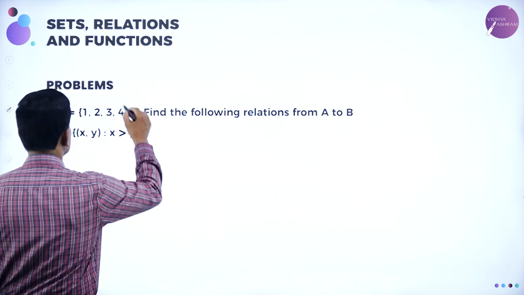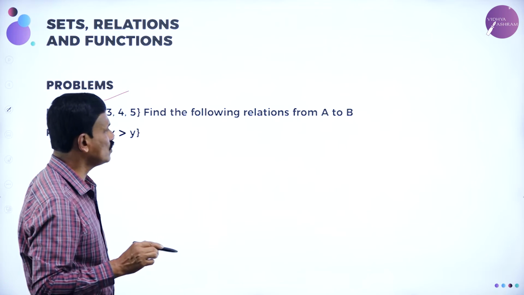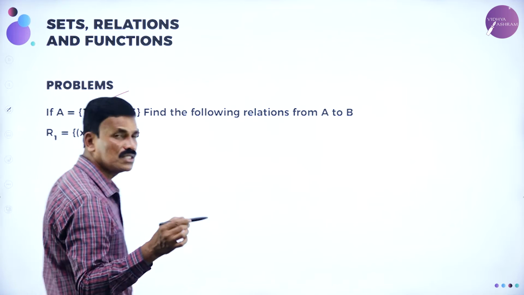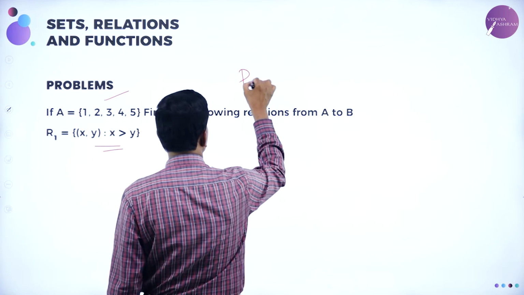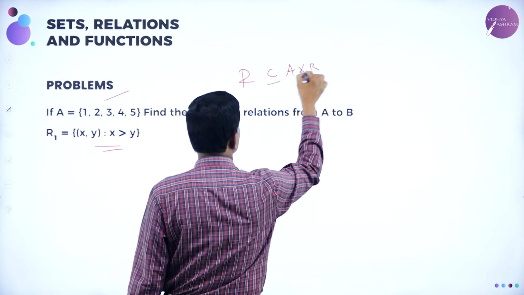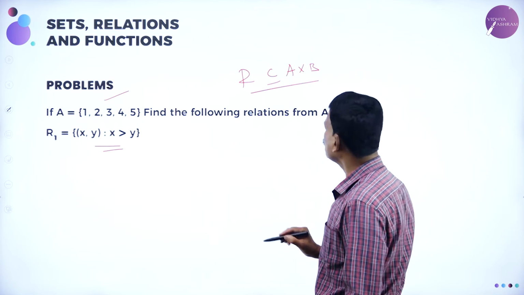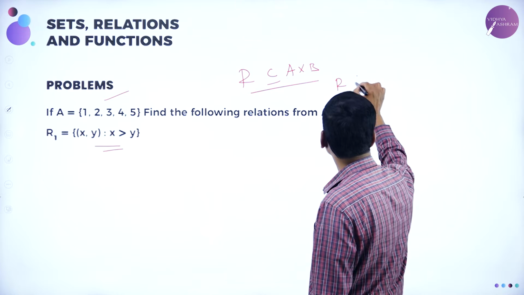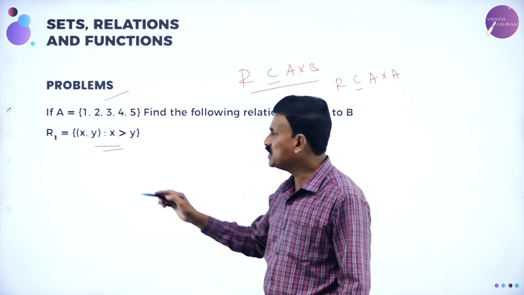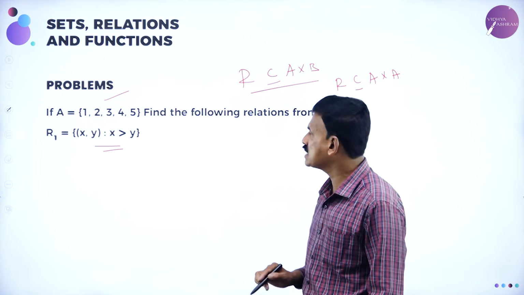Let us consider an example. If A is {1, 2, 3, 4, 5}, find the following relation from A to B. As we know, a relation R on non-empty sets A and B is a subset of A cross B. Here the set A is given, so the relation R is a subset of A cross A. And what is the condition given? (x, y) such that x is greater than y.